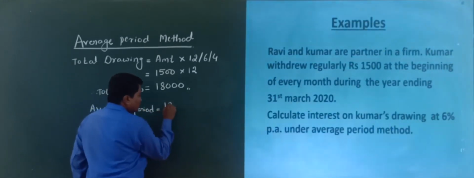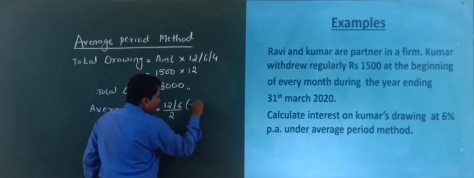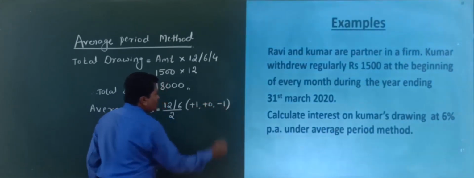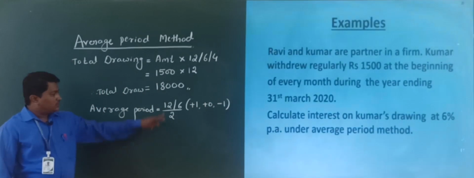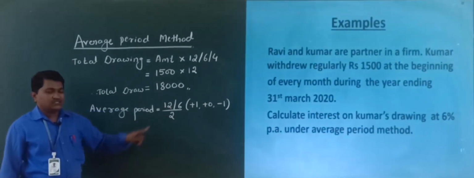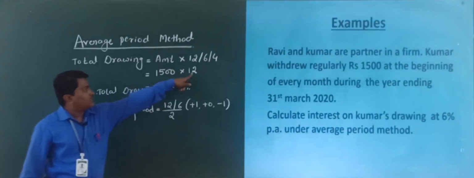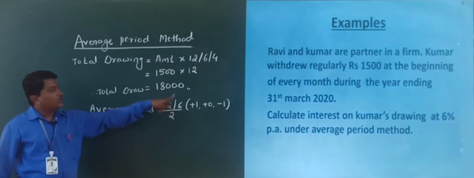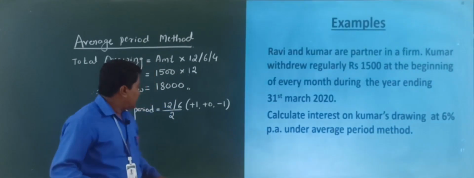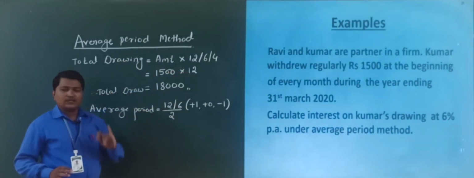Yes, 12 or 6 divided by 2, either plus 1, plus 0, or minus 1, right? So you take either 12 or 6. It depends upon the question. If you have taken 12 here, you need to take 12. If it is 6, you take 6 here, right? So it is the full year. Full year means we need to take 12 here, right? If it is half year, then you take 6.